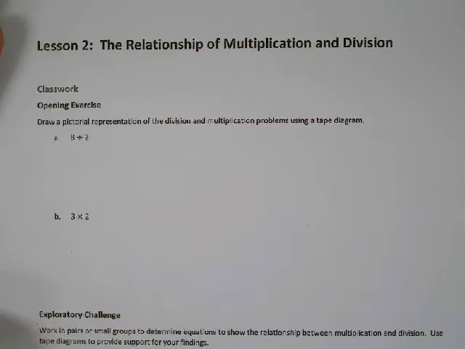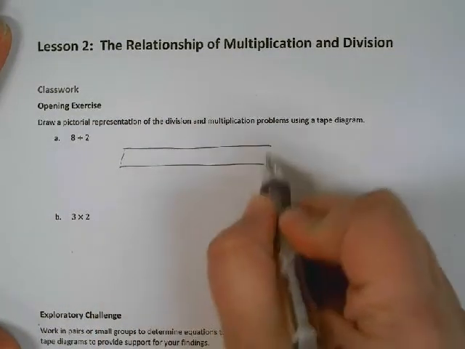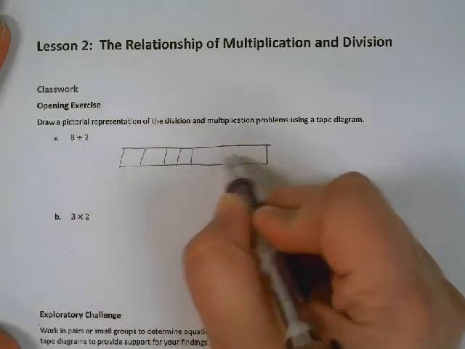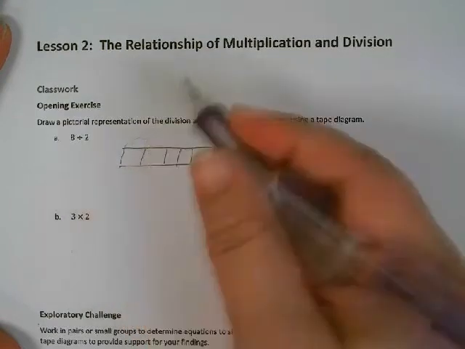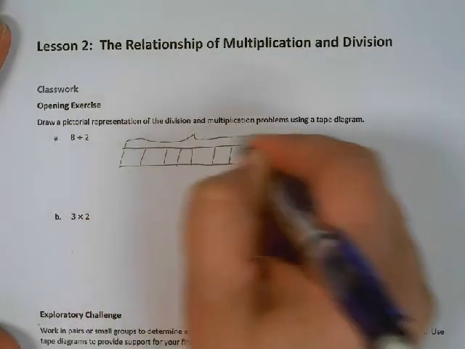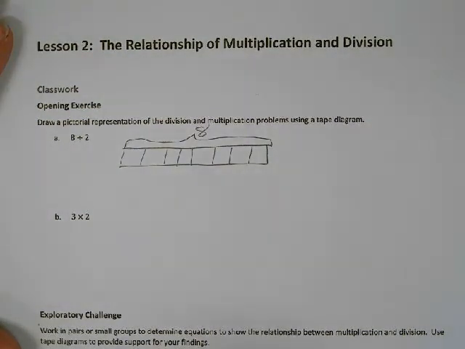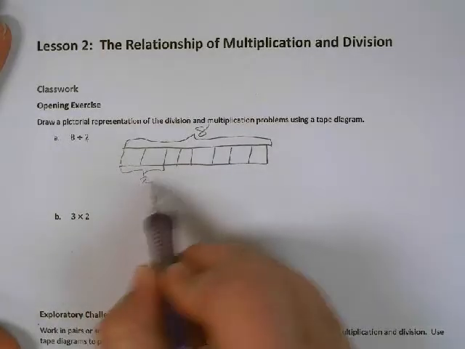For this opening exercise, they just want us to draw pictures of what this represents. So in this first one, if I have the number 8, if I have this whole number 8, I can break it into smaller pieces. And this time I'm going to make sure each one of my pieces is the size of 2.